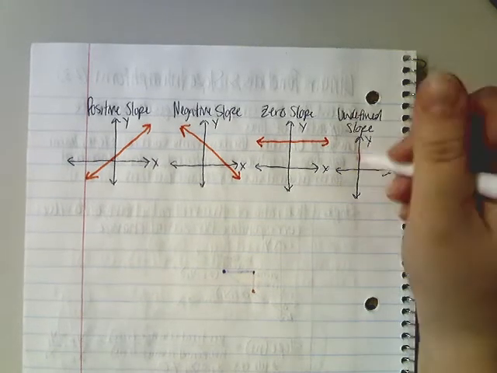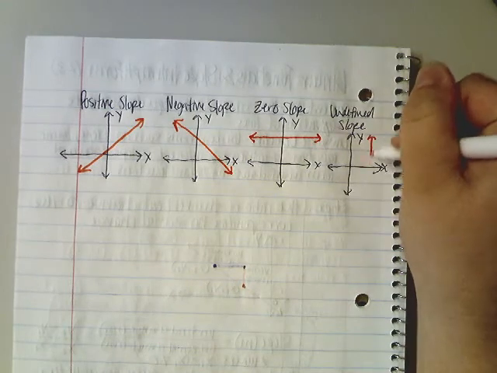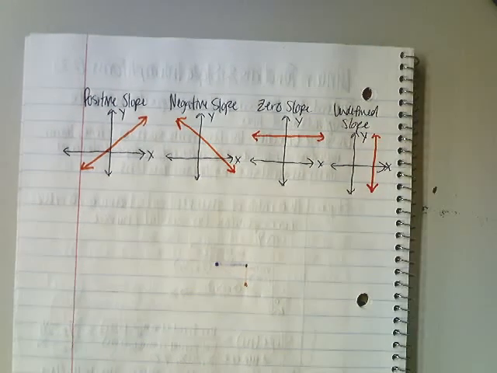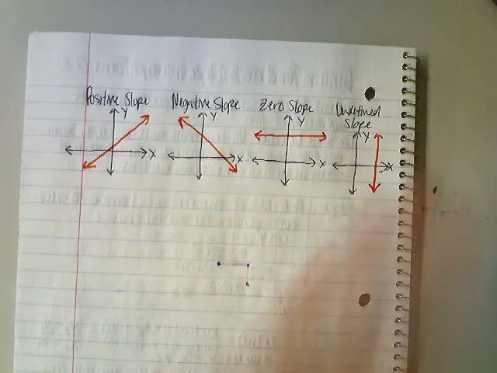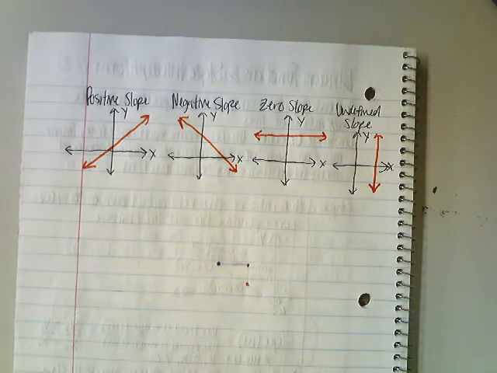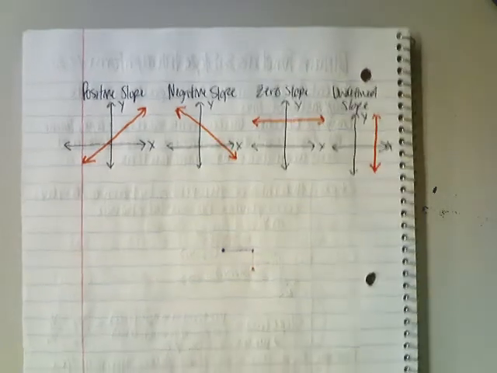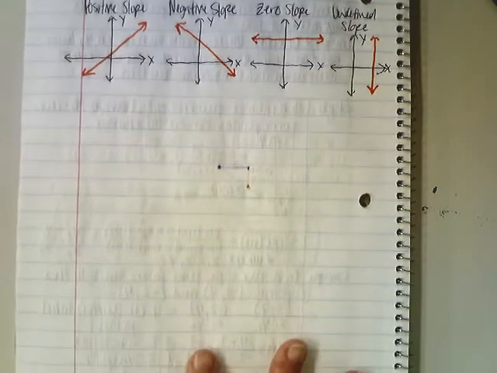Our undefined slope would mean that the change in x is 0. So it would be a vertical line. Our x's aren't changing, so it would just be a vertical line. And that is, again, why it's undefined, because we'd have 0 in the denominator of our slope, which doesn't work, so it's undefined. So those are the 4 types of slopes you might see.